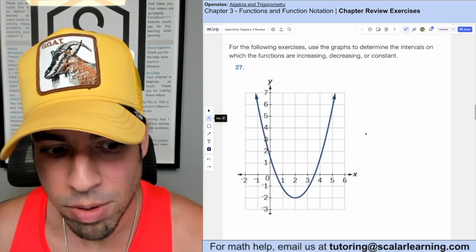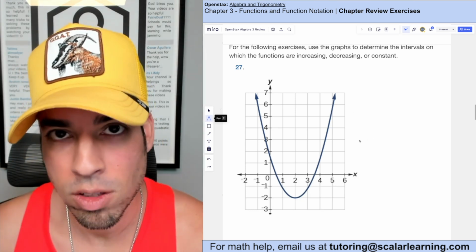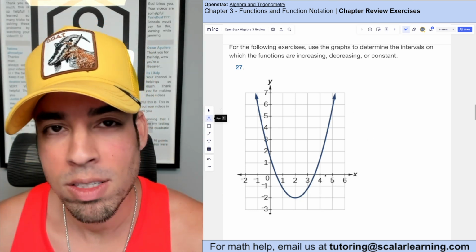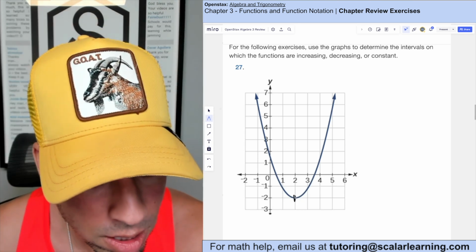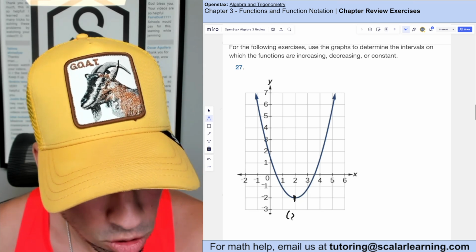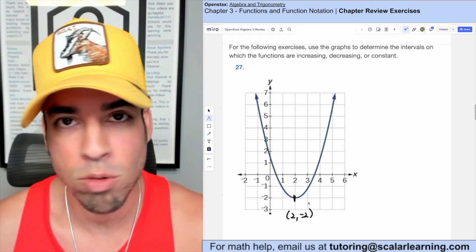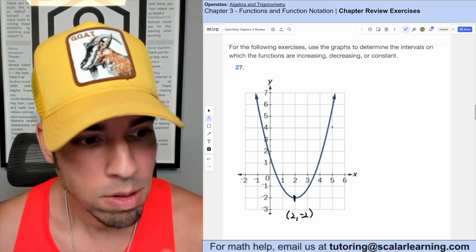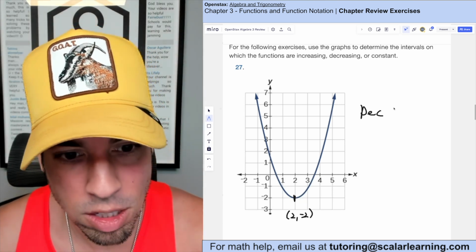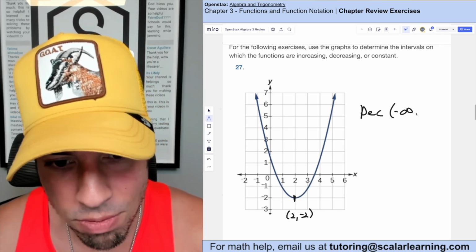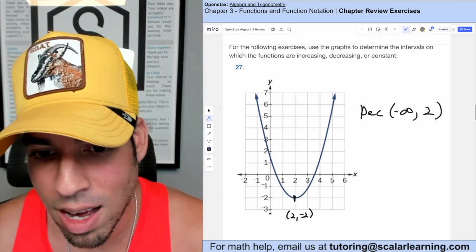So for this one, we're trying to figure out where the function is increasing and/or decreasing. So what does it mean when it's increasing? It means it has a positive slope. So I can see that I have a nice vertex right here at (2, -2). This is where the slope is going to change over from negative to positive. So leading up to that vertex, it's going to be decreasing. That's everywhere from -infinity up to 2, but not including 2.